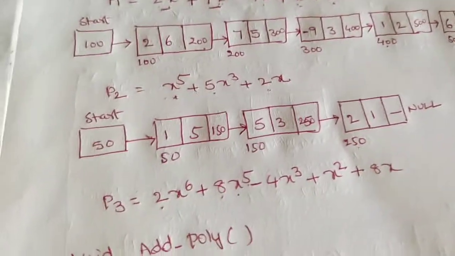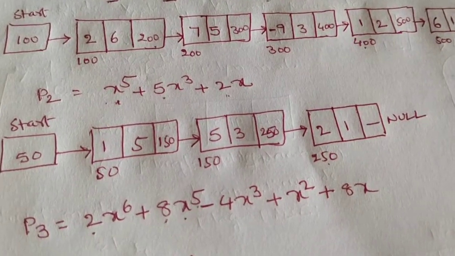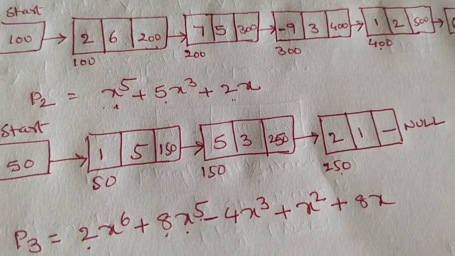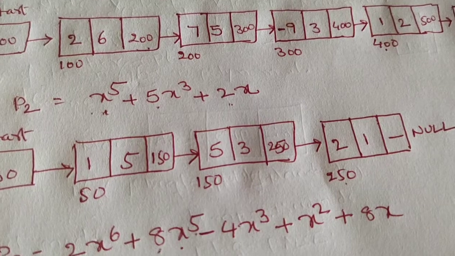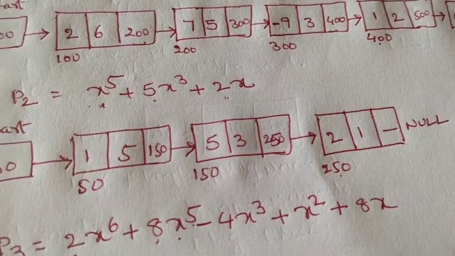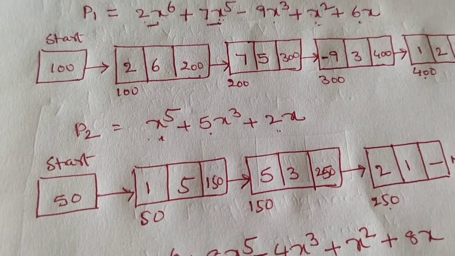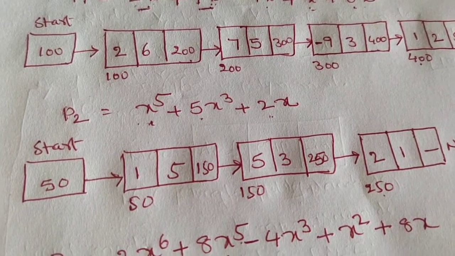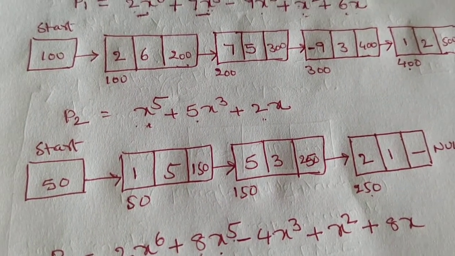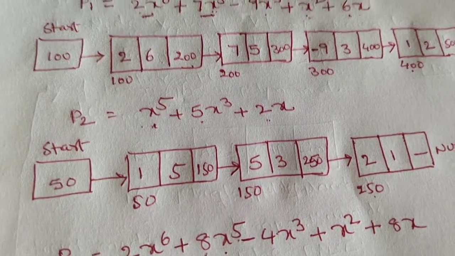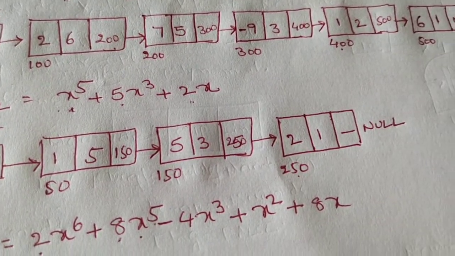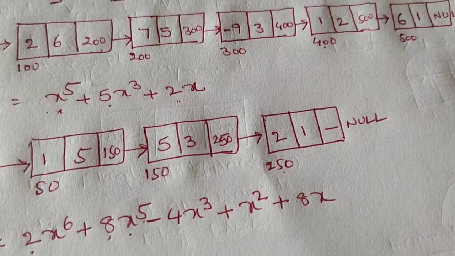In the same way, I am considering another polynomial p2 equal to x to the power of 5 plus 5x cube plus 2x. For this polynomial also the following is the linked list representation, right? The polynomial has three terms, hence the linked list also has three nodes.